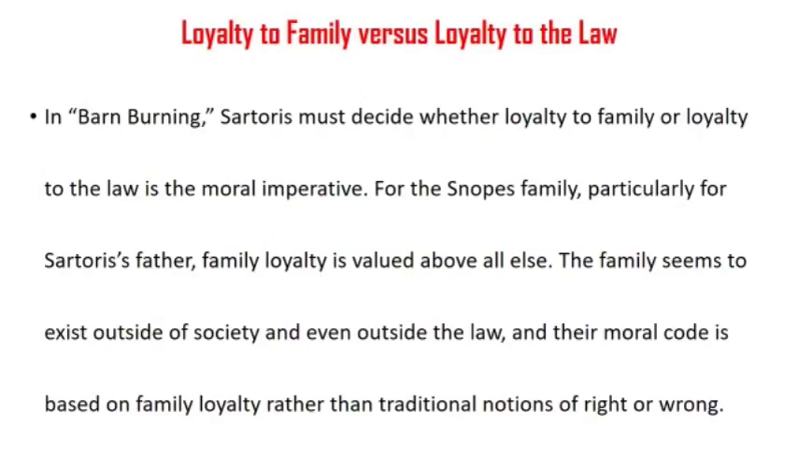Now let's have a small discussion on the major themes the story deals with. The first theme is loyalty to family versus loyalty to the law. In "Barn Burning," Sartori must decide whether loyalty to family or loyalty to the law is the moral imperative. For the Snopes family, particularly for Sartori's father, family loyalty is valued above all else. The family seems to exist outside of society and even outside the law, and their moral code is based on family loyalty rather than traditional notions of right and wrong.